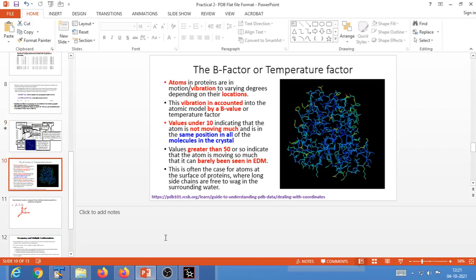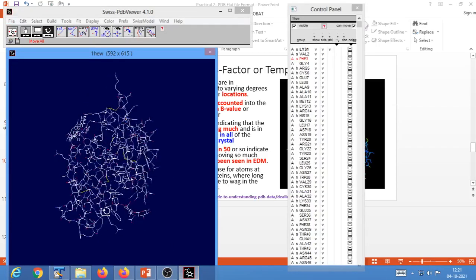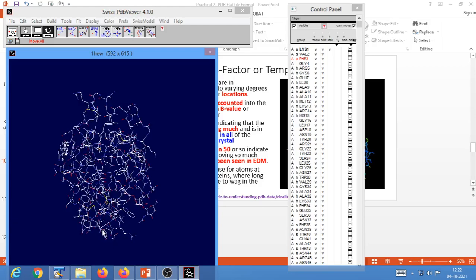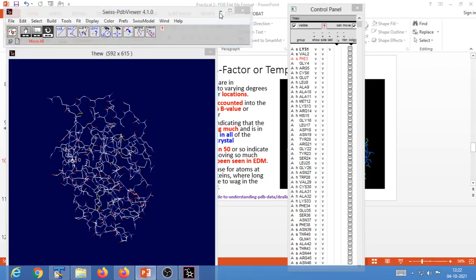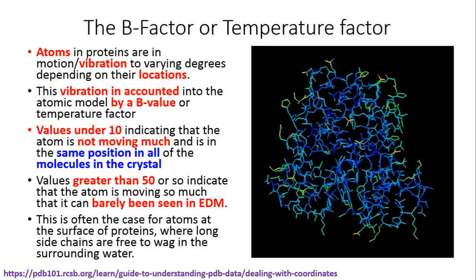However, you can see that this protein molecule seems to be static, right? In this model it seems to be static, but at physiological condition, when the protein is present in cells, it is always involved in some dynamics. That is, the atoms are not static in a protein, but they show certain movement when it is present in cells. So the atoms in proteins are always in motion or vibration, to varying degrees depending on where they are present.